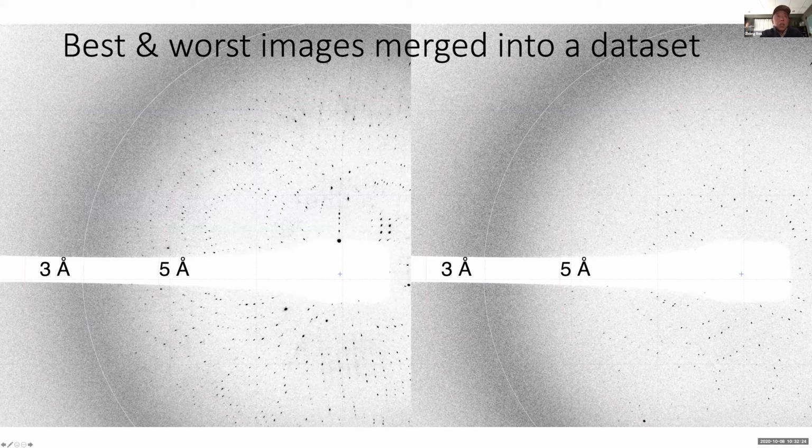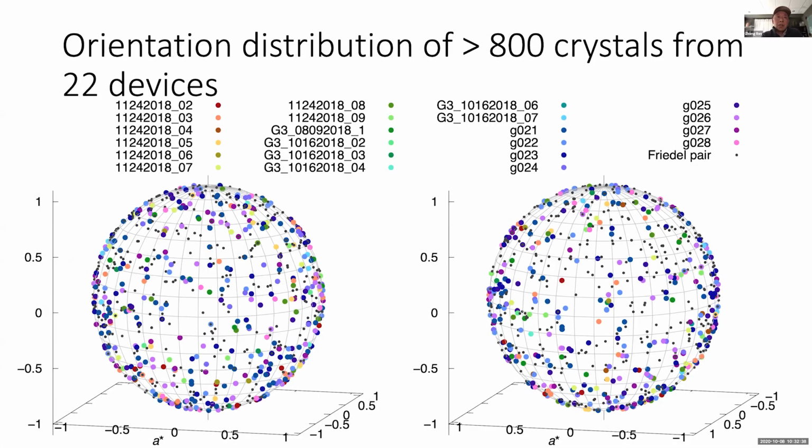So first question, one of the important questions people might ask is, is there a preparation of orientation? As I mentioned early on for these standing crystals. These are the orientation distributions of one of the data sets, more than 800 crystals, which means 800 images from 22 devices. It's not that obvious that this type of crystal has a preference of orientation, which is a good sign.